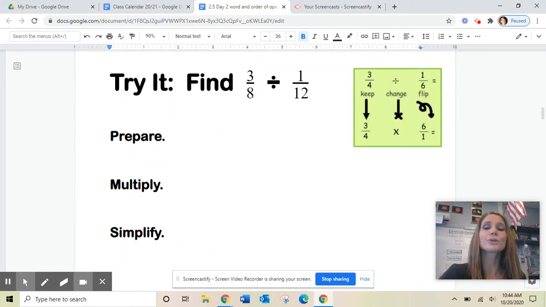So here's an example for you just to try. We'll freshen this up from yesterday. In your notebooks, please find 3/8 divided by 1/12. Prepare your numbers, multiply them, and don't forget to simplify. We'll pause the video while you work.